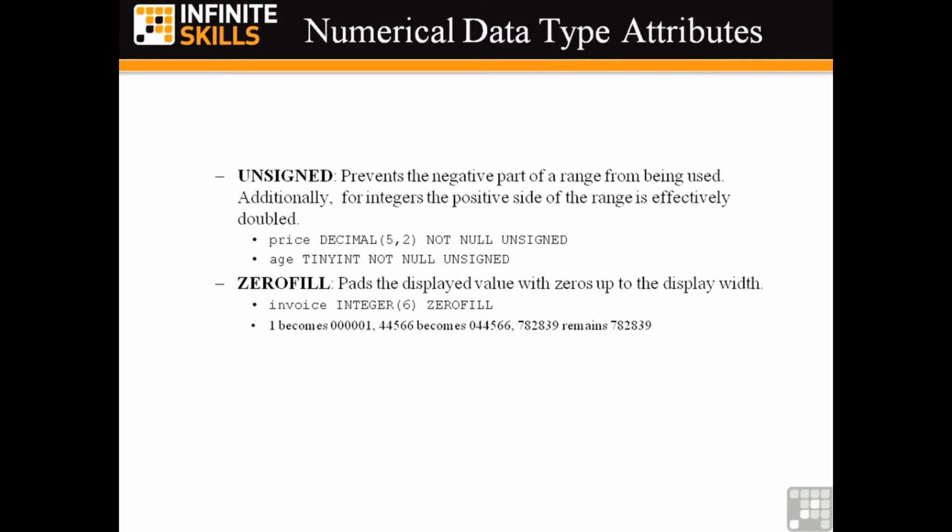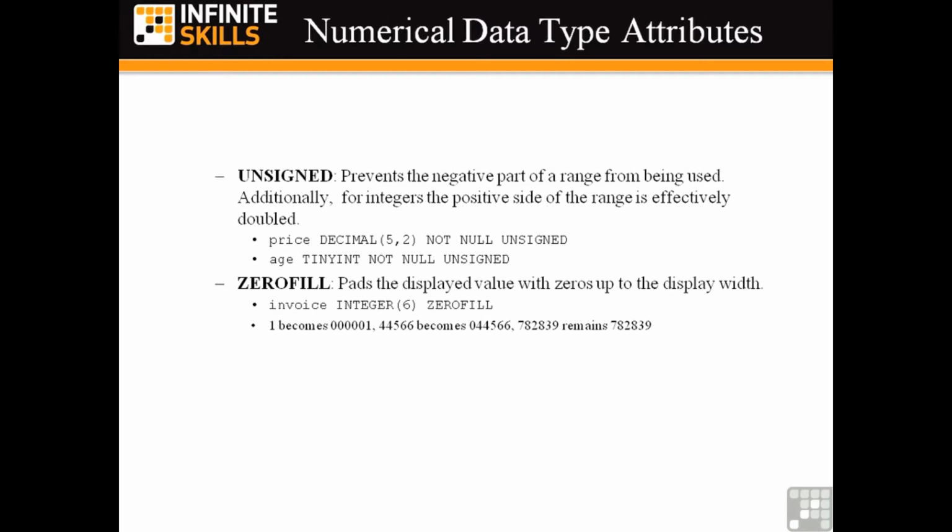When used in conjunction with integer values, the unsigned attribute has a secondary effect in that it effectively doubles the positive side of the supported range. So, for instance, the second example uses a tinyInt, which is unsigned. tinyInt by default has a range of between -128 and 127, but when it's unsigned, it has a range of between 0 and 255. So, as I mentioned, effectively doubling it.